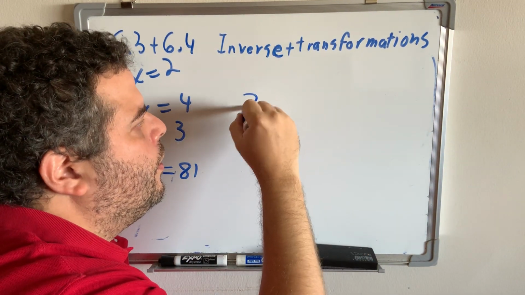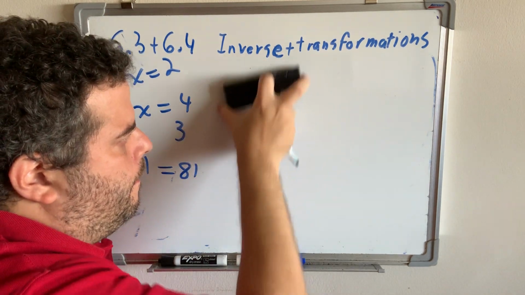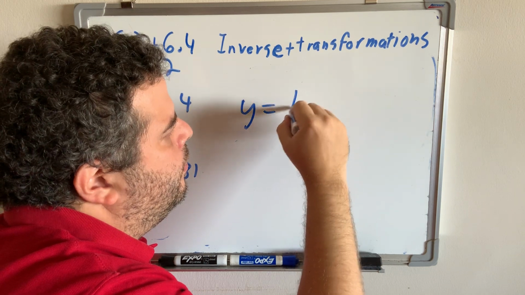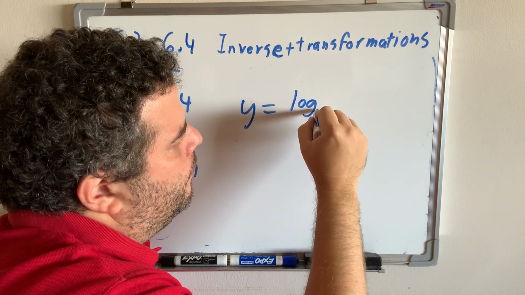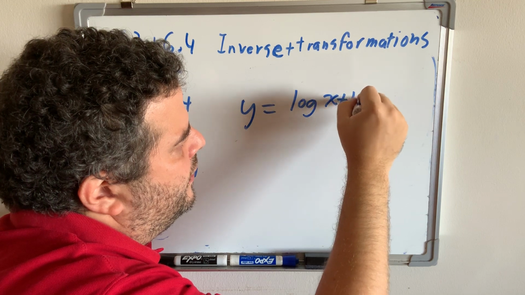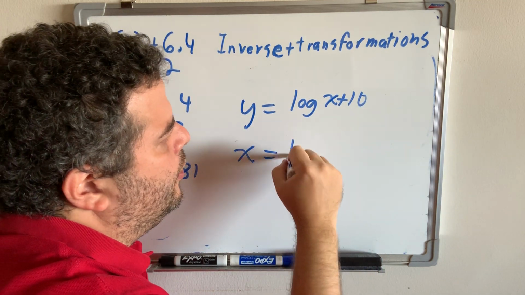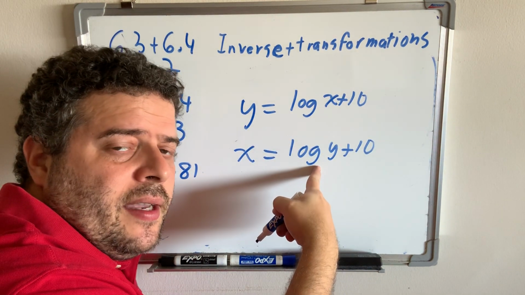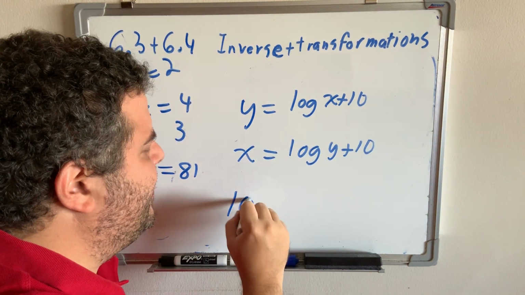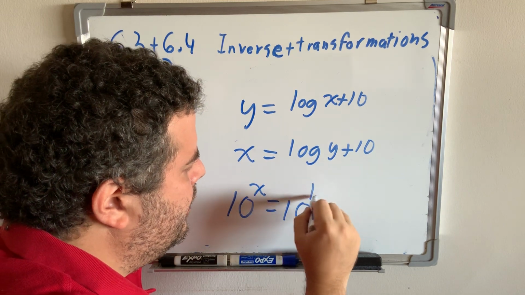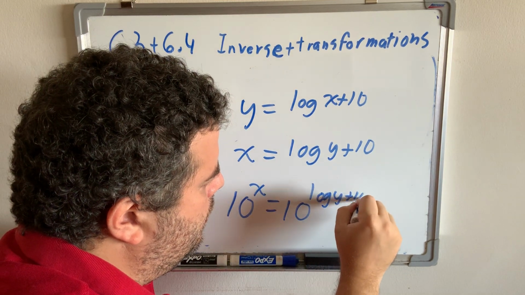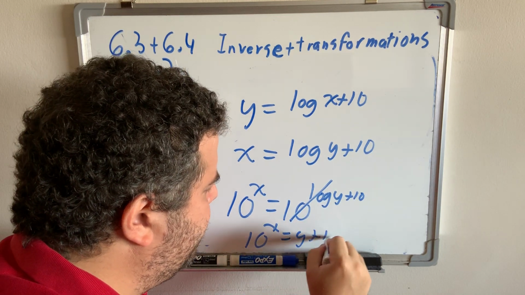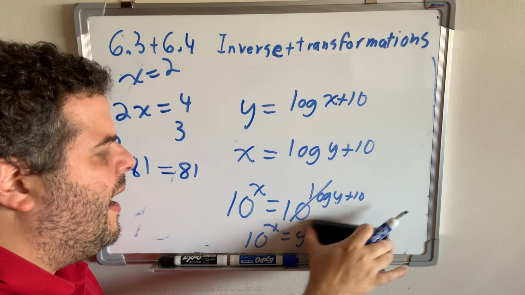Let's say they give you y equals log x plus 10. Flip: x equals log y plus 10. This is a common log. It has a base 10. You're going to raise everything with a base 10. This cancels out and you're left with 10^x equals y plus 10 minus 10 minus 10, and you're done.